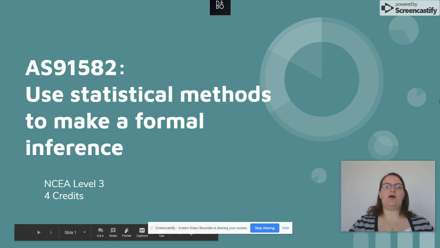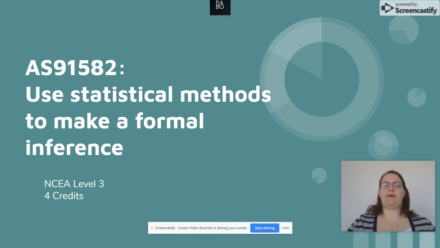Welcome to the first video on using statistical methods to make a formal inference. This is an NCEA Level 3 paper and it is worth 4 credits. If you're doing this paper in Year 12, your credits will actually count twice, once in Year 12 and once in Year 13, so it gives you a little bit of a head start.